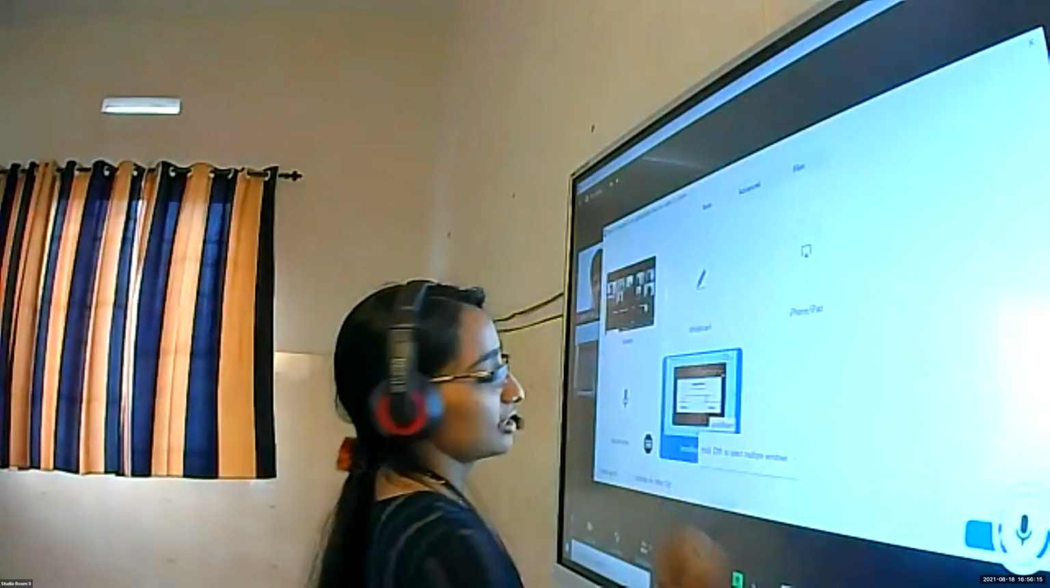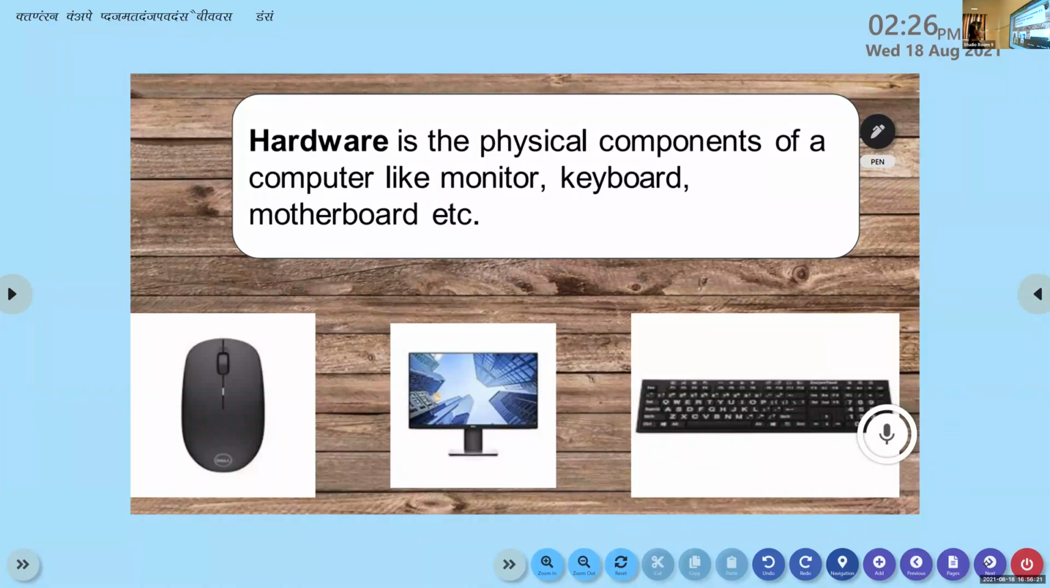Okay. So hardware means the physical parts of a computer, isn't it? The parts that we can touch and see are known as hardware. Here you can see some examples of hardware. The monitor that you are using, the keyboard, the mouse, the printer, scanner, these all come under hardware. These are the physical components of a computer that you can touch and see.